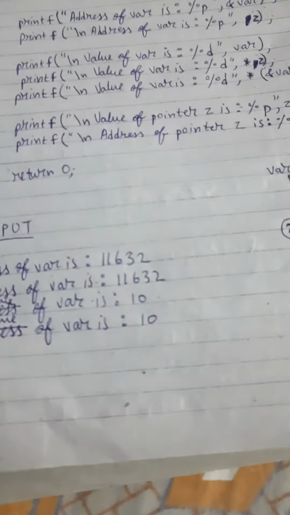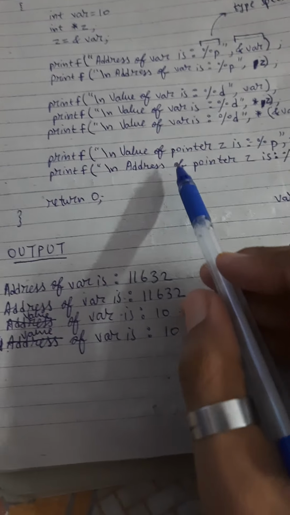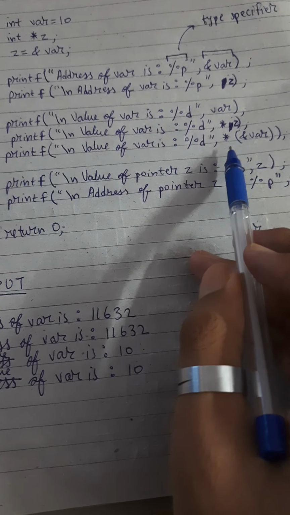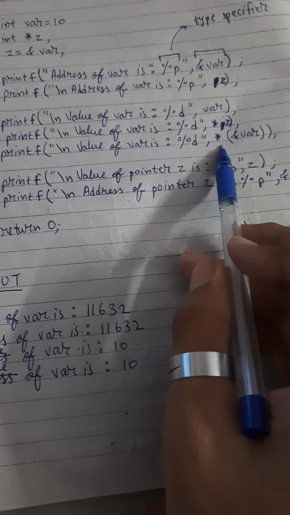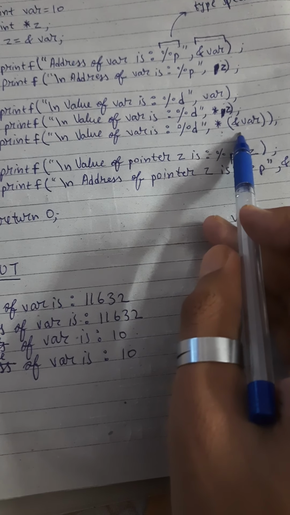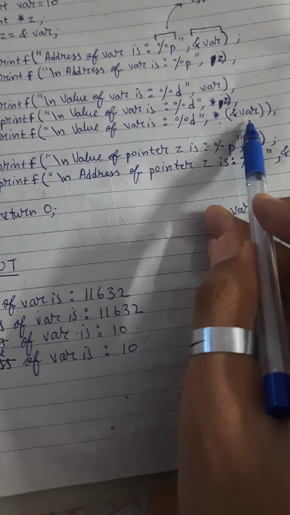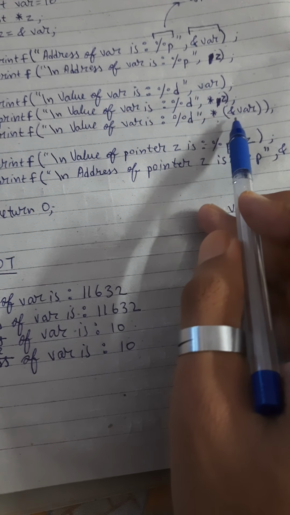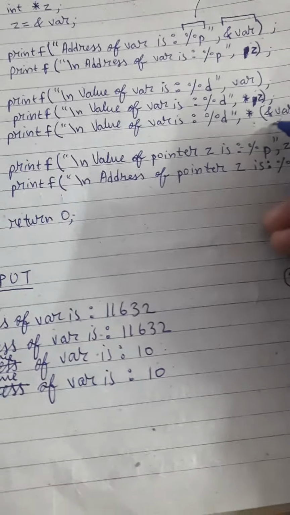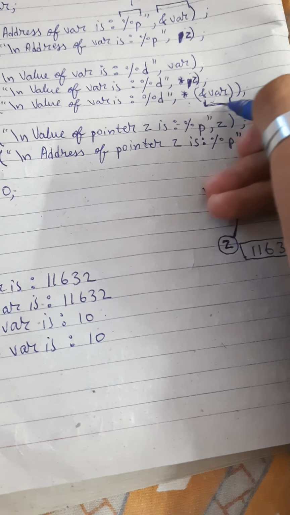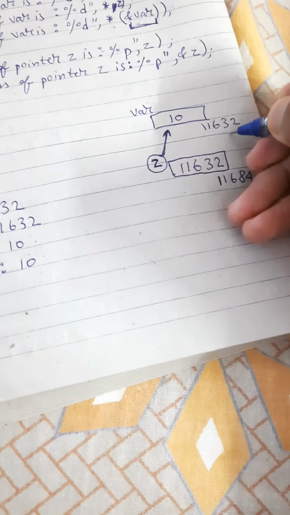So let's come down to the fifth printf statement here. Again, see, there is a star, so it is an executable statement. And what is &var? This means address of var. Okay, var is a variable. So what will this particular statement give me? This will give me the address of var, which is 11632 here.